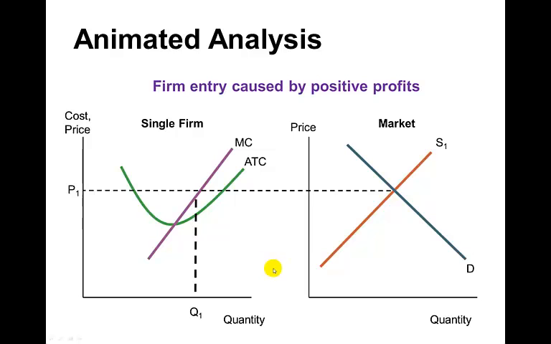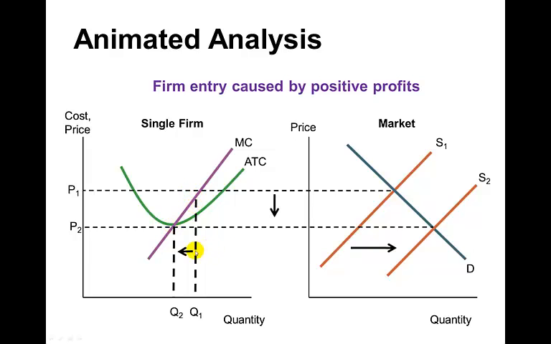Well, more firms are going to enter the market. So what's that going to do? It's going to shift the supply curve out, and more firms are going to enter the market until the price in the marketplace is just equal to the minimum possible average total cost, this intersection of the marginal cost curve and the average total cost curve. So at this point here, my firm is making 0 profits. There are no more incentives for other firms to enter the market or other firms to leave the market.